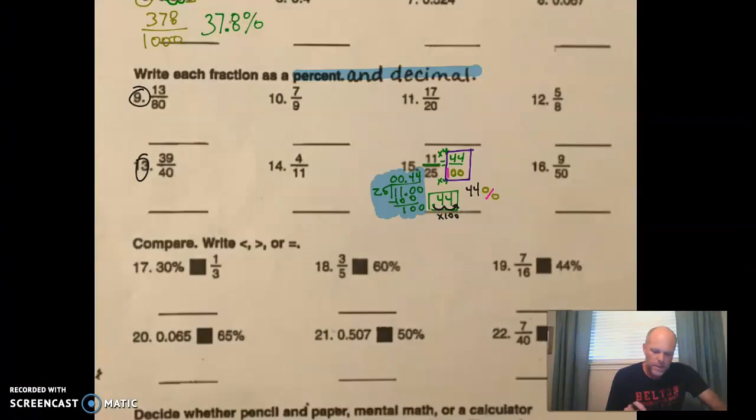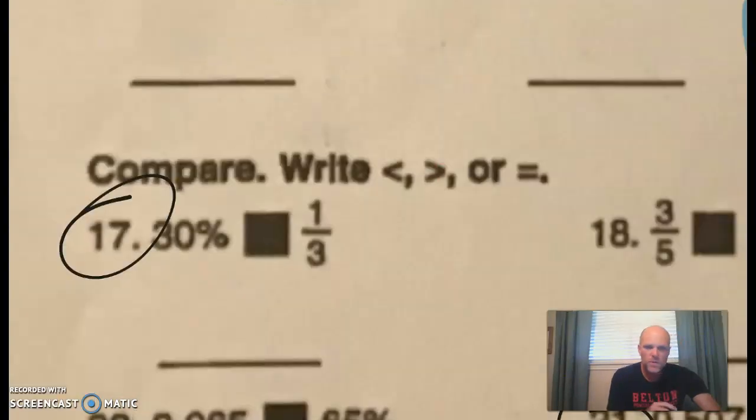All right, number 17 through 22, we're just comparing. Remember, we're only doing 17, 19, and 21. Okay, so we can estimate this. We can estimate all of these. It doesn't have to be perfect. Okay, I love thinking of things compared to half because it's such an easy number to think about. So look at number 17. 30%. More than half or less than half? It's less than half. Okay? 1/3. More than half or less than half? It's also less than half. So we can't easily compare that right now.